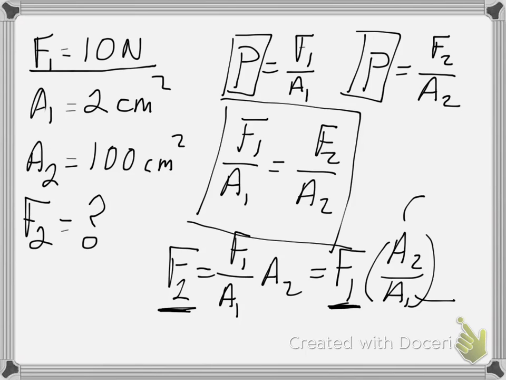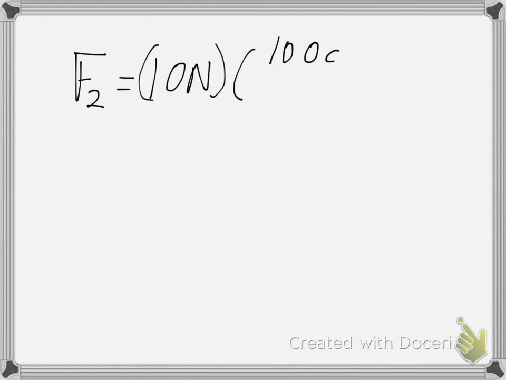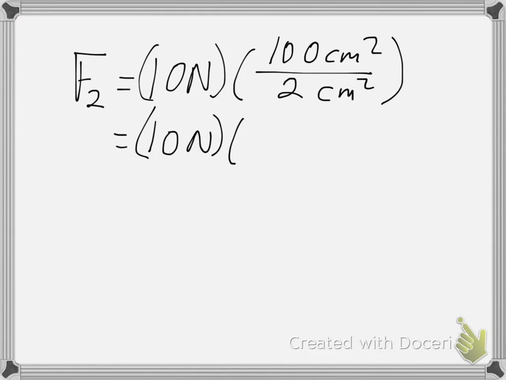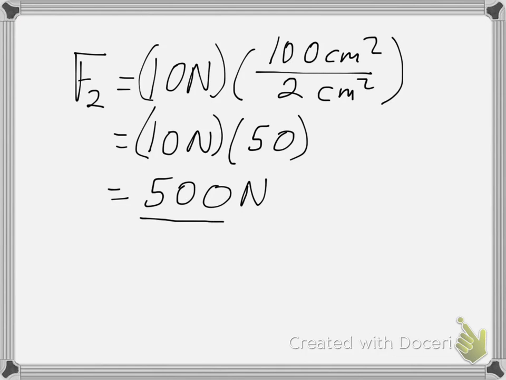So in this case, F1 was 10 newtons, A2 was 100 square centimeters, and A1 was 2 square centimeters. And we see that the final result is 50 newtons, which is in fact a factor of 50 times larger than 10 newtons. So this is a brief introduction to the hydraulic jack.